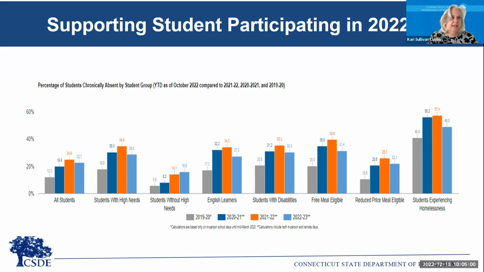But we're excited to say that we're seeing improvements comparing to last June, which is in orange. The first 2 columns are 2019-20 and 2020-2021. And then orange is last June and the blue is this October. So we're excited to say we're seeing chronic absence go in the right direction since last October.